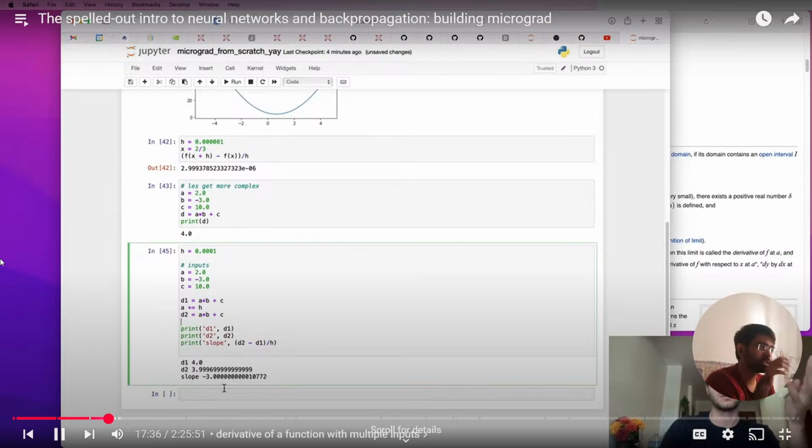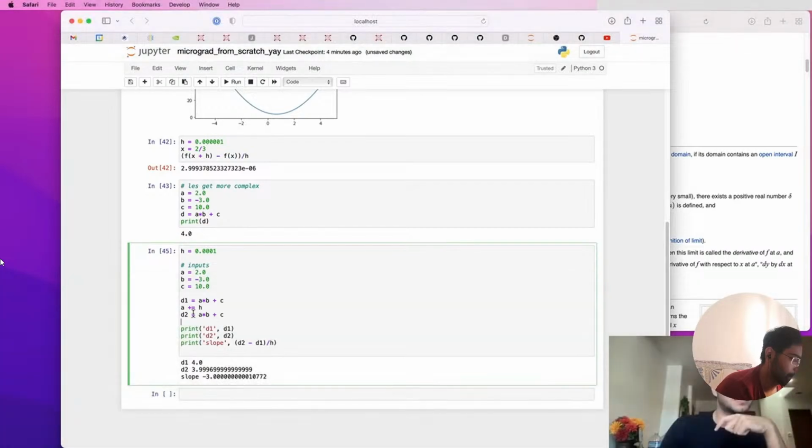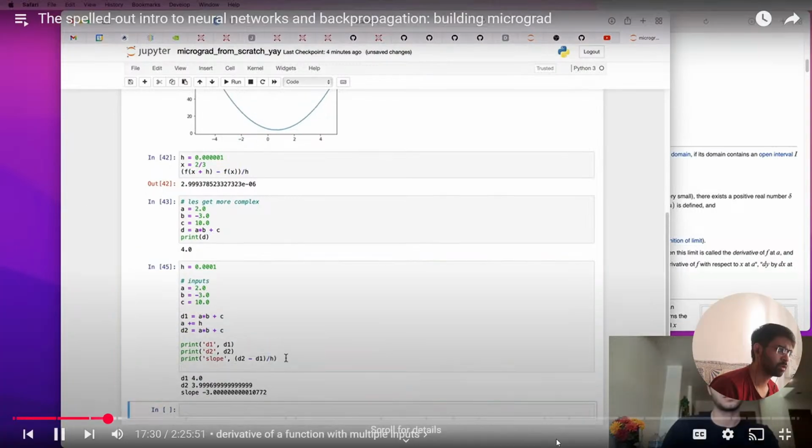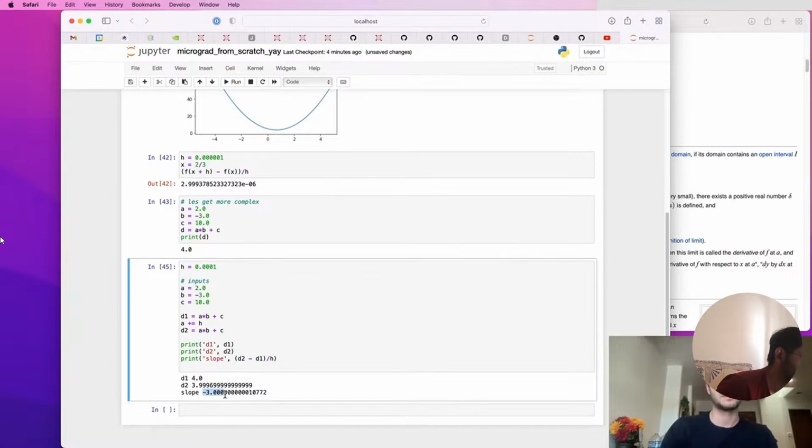Mathematically and analytically, because if you have a times b plus c and you have calculus, then differentiating a times b plus c with respect to a gives you just b. And indeed, the exact amount of slope is -3.